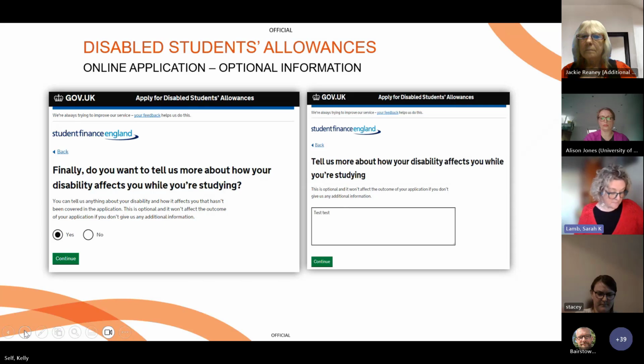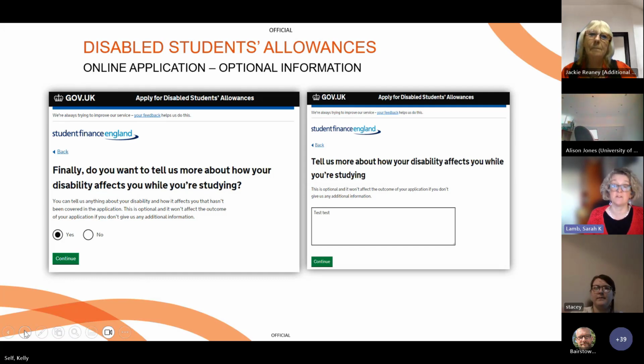Now, there is a final section here that asks you if you want to give more details. You don't need to. This information doesn't get shared with the university and doesn't get shared with your needs assessor. The key bits of information that the university will use is information that you share with them, and your needs assessor will be basing the assessment off the medical evidence or the diagnostic report that you've shared with Student Finance England. So they'll use that to support your application.